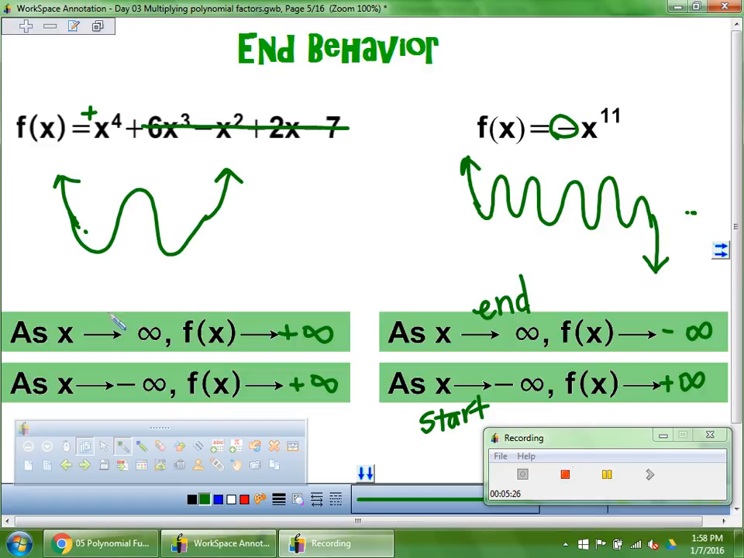That's the same thing here. I could have written these in reverse. I could have put negative infinity here and positive infinity there. It doesn't matter. Okay? More questions on that?